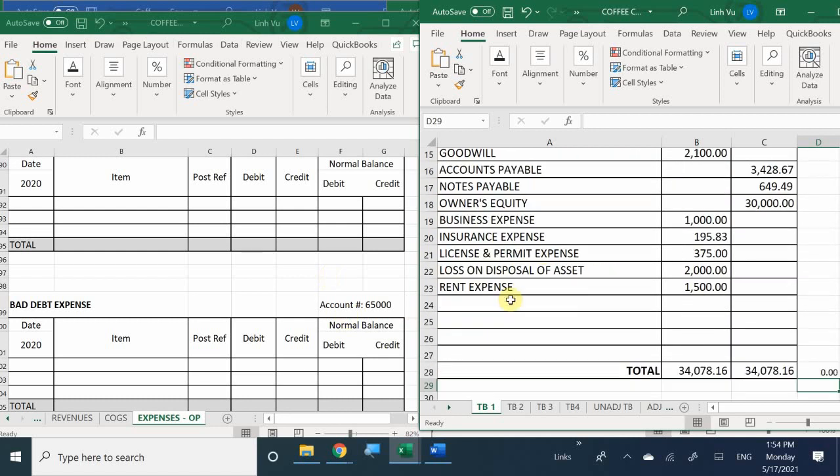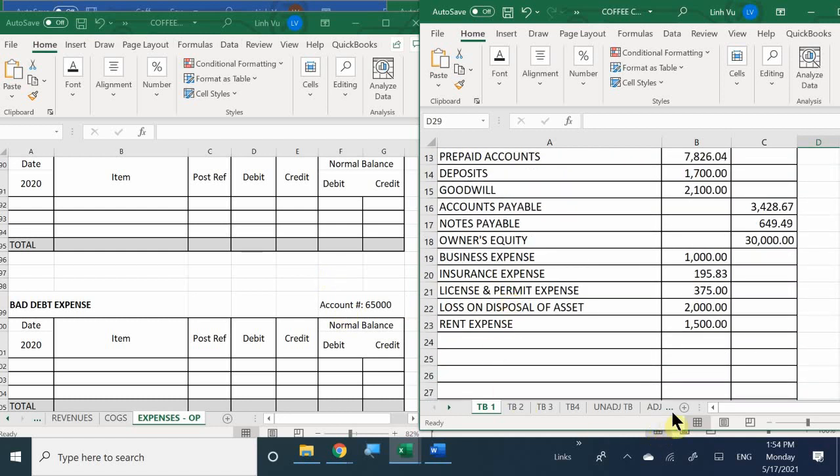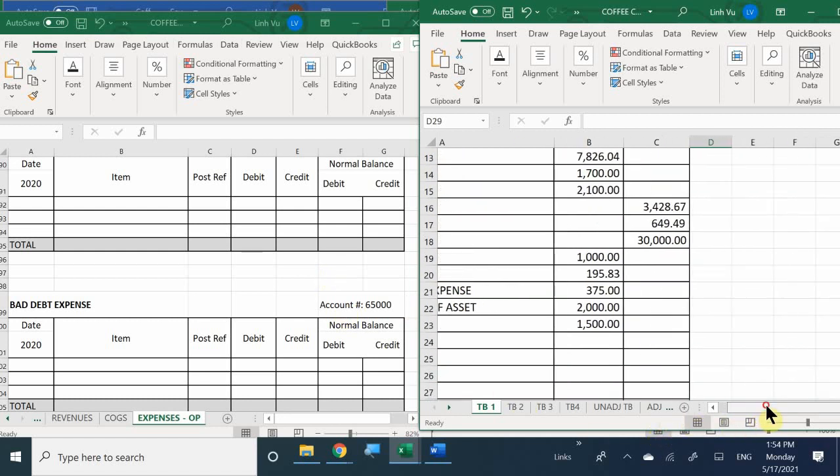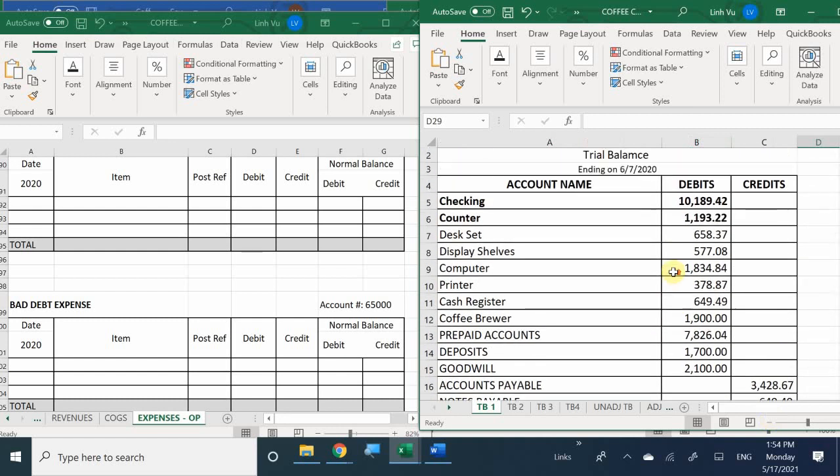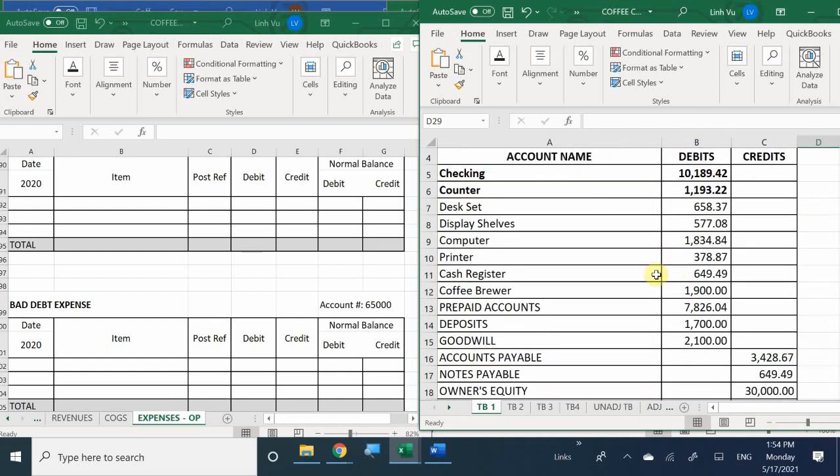Wait a second, one of my numbers is wrong. Yep. Can you scoot up a little bit? Okay.